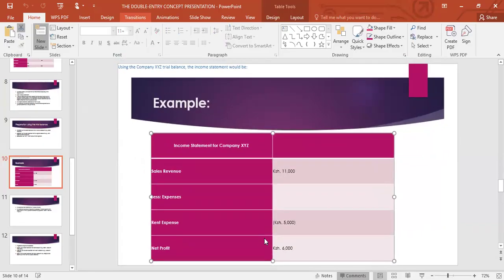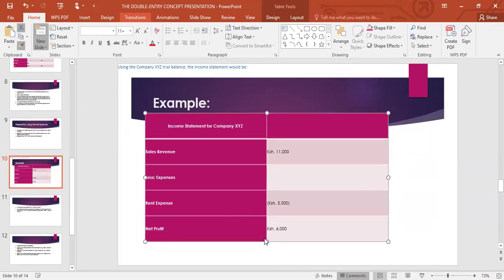Now that is the income statement. Remember, from our trial balance, we had a sales revenue which was 11,000. Are we together? Now we are going to less the expenses, and the only expense that we had on our trial balance was what? Rent expense. Yes, the rent expense.